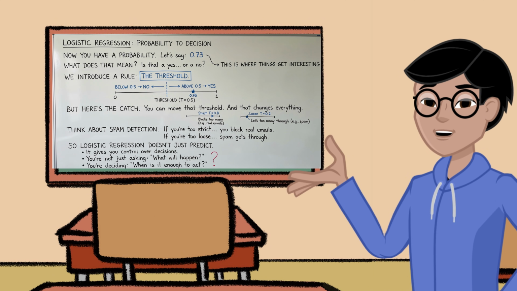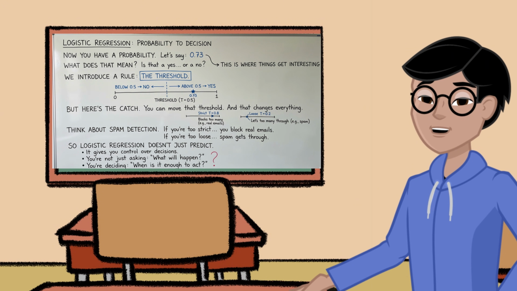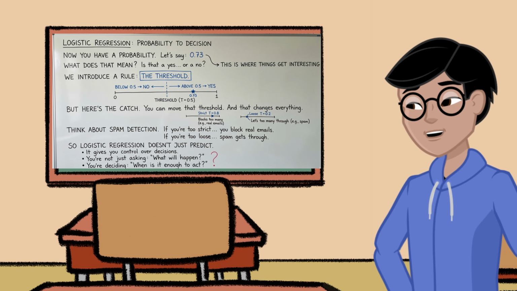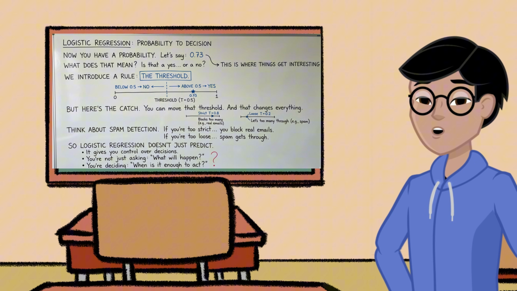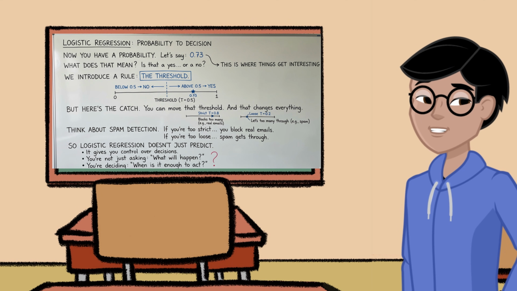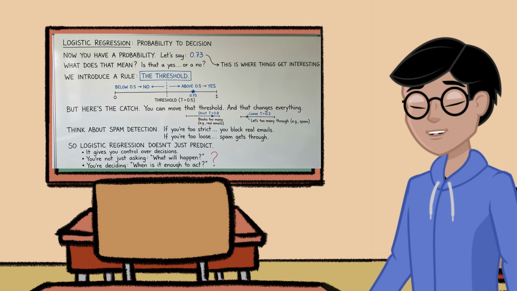Now you have a probability. Let's say 0.73. What does that mean? Is that a yes or a no? This is where things get interesting. We introduce a rule, the threshold. Most of the time it's 0.5. If the prediction is above 0.5, yes. Below 0.5, no. But here's the catch. You can move that threshold.